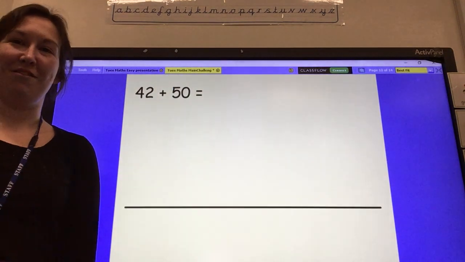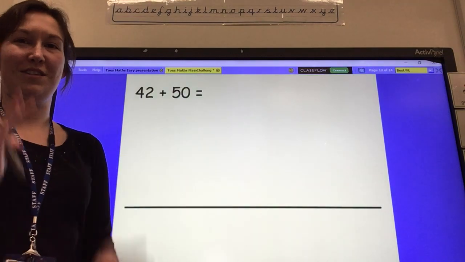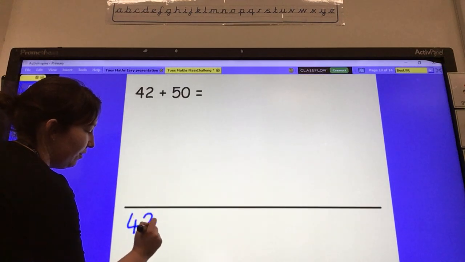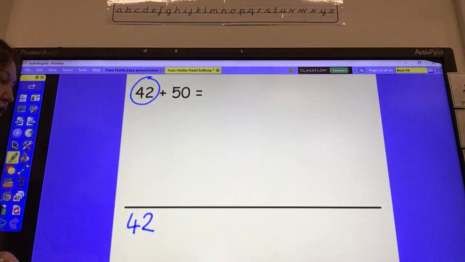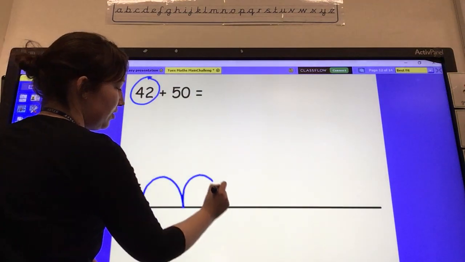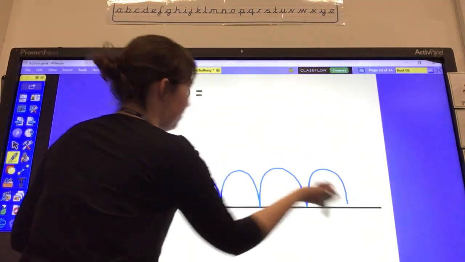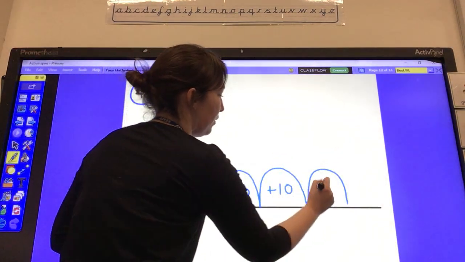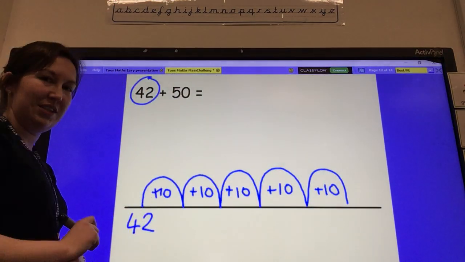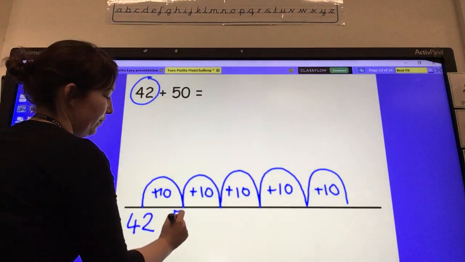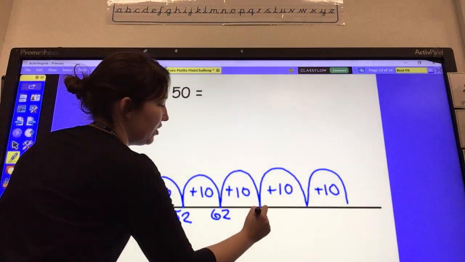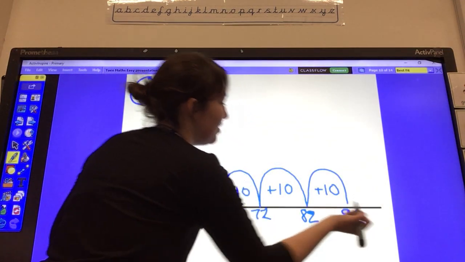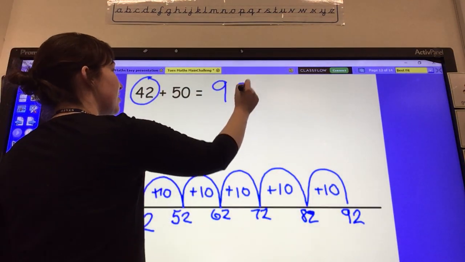Right, last one for us to have a go at. 42 add 50. So pause the video here. Right, 42, which is our starting number, and then we're going to jump on in 50. 10, 20, 30, 40, 50. Label it with your plus 10, just to remind yourself. And I want to see those numbers underneath, so 42, 52, 62, 72, 82, 92. So the answer is 92.